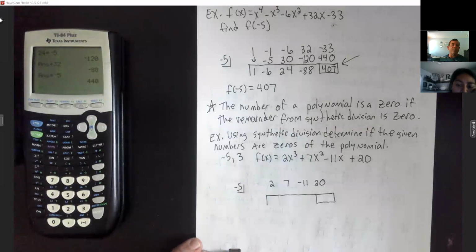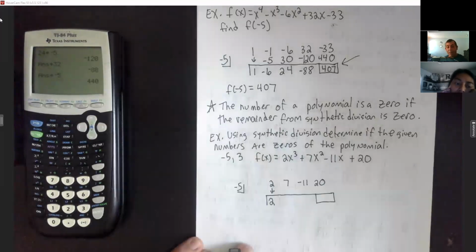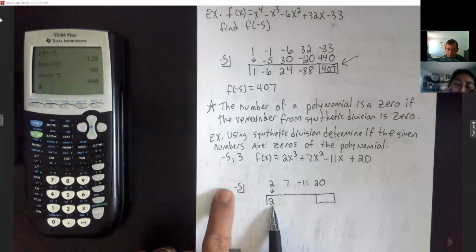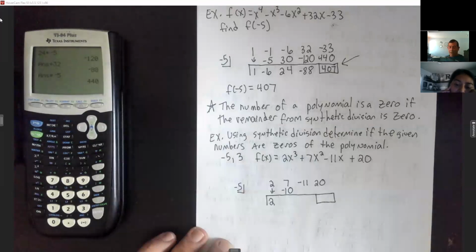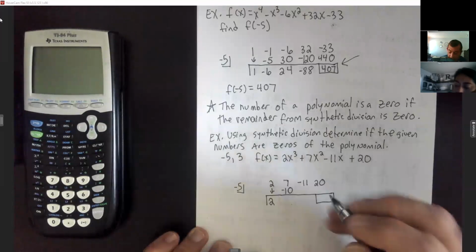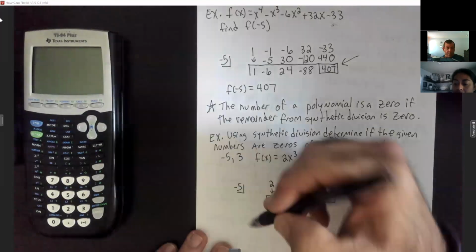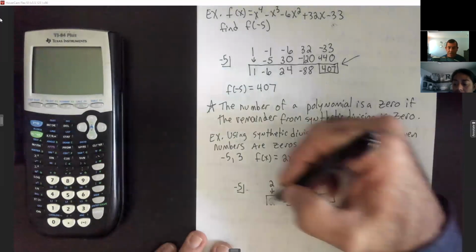All right, so you're going to do this the same way we was doing the earlier ones. We're going to bring the first number down, so this time it was a 2. I'm going to get the next number in the next column by multiplying the 2 times the negative 5. So 2 times negative 5 is negative 10. You're going to add this column up. 7 and negative 10 give you a negative 3. So y'all are going to keep repeating the process. Multiply, bring the number over, add. And it just keeps looping, okay?